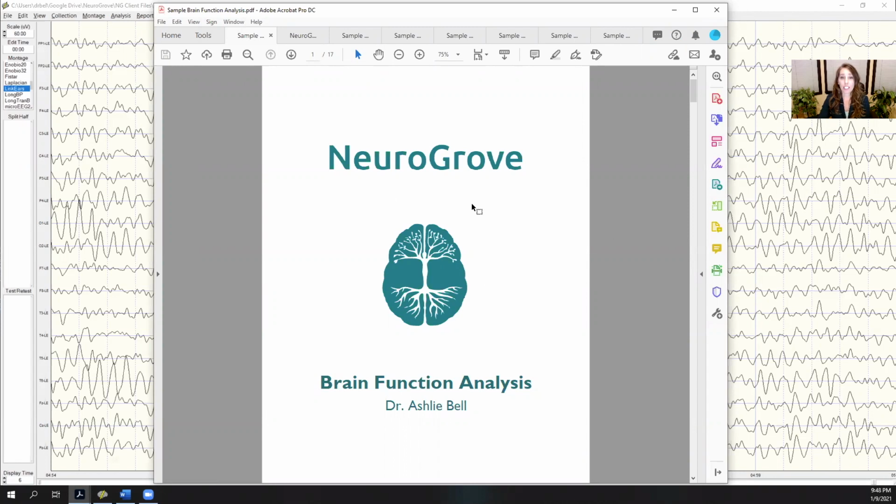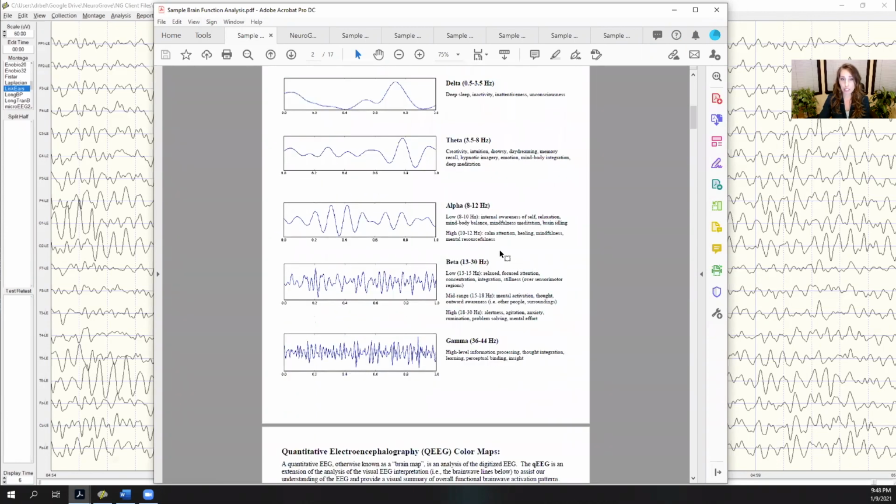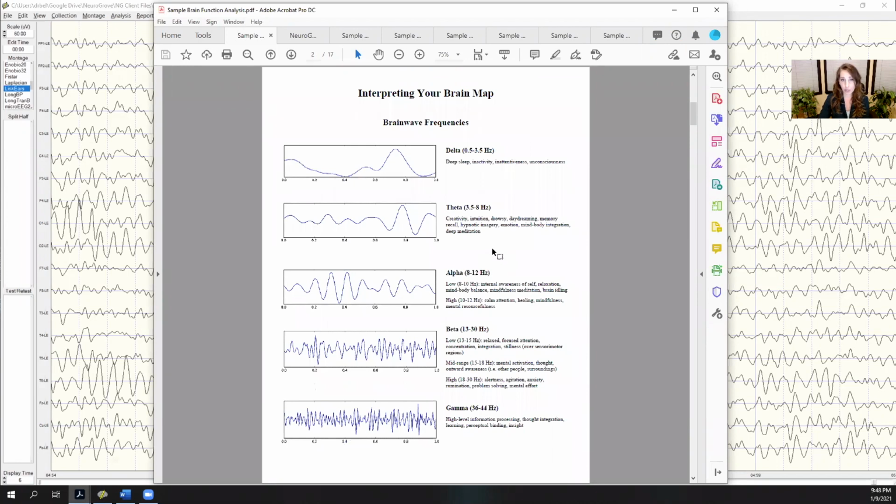Okay, so I'm going to share my screen with you. This is an example of the brain report you're going to receive. I'm going to go over a couple details from it now so that when you're looking back at it, you'll understand what you're looking at.